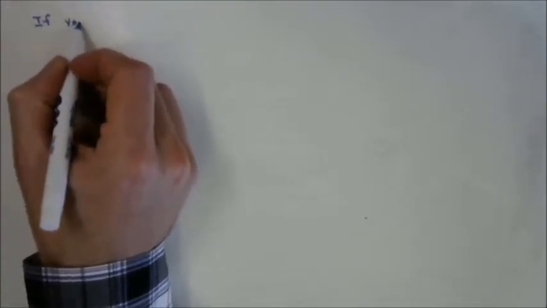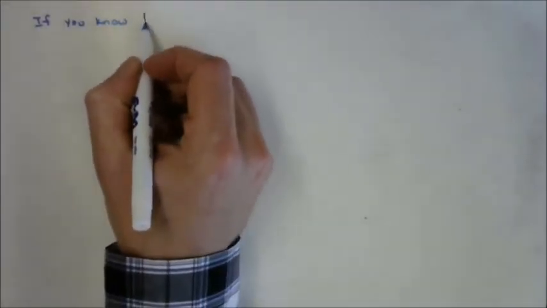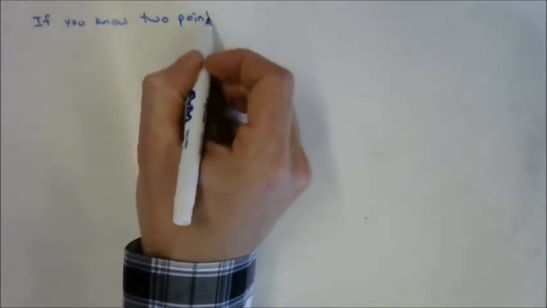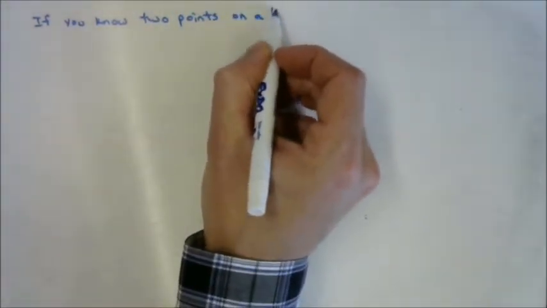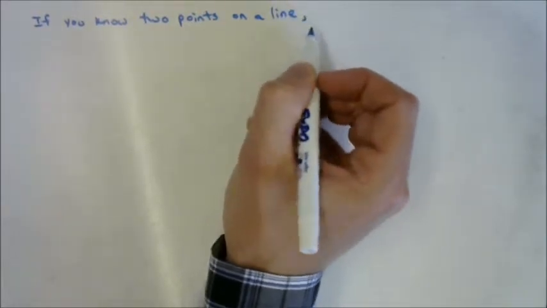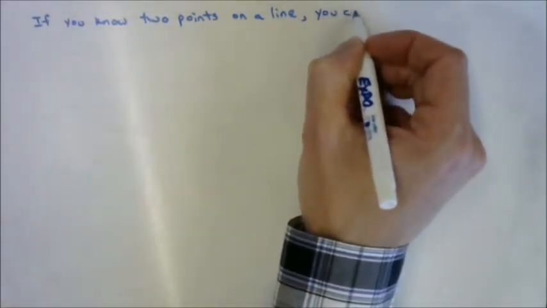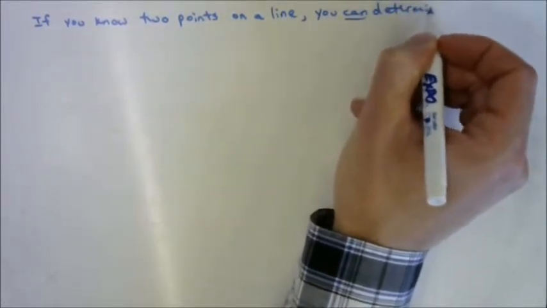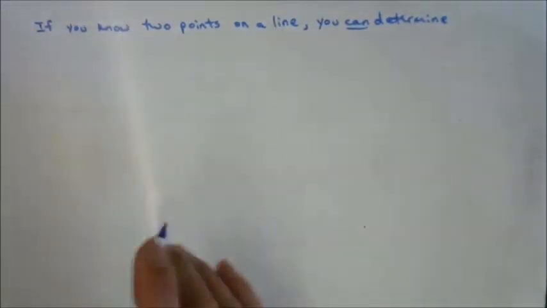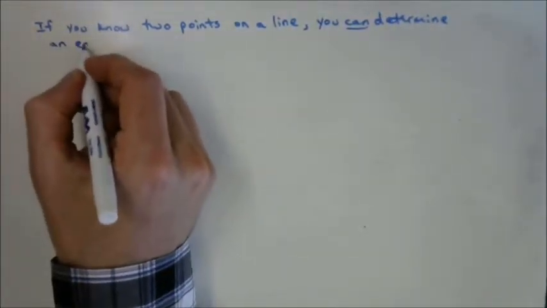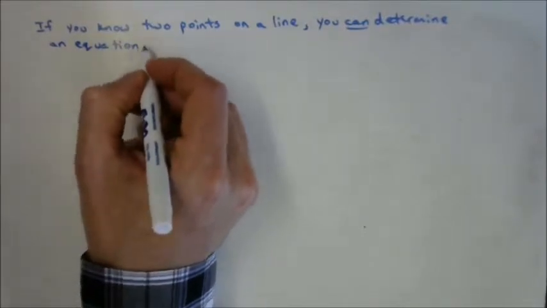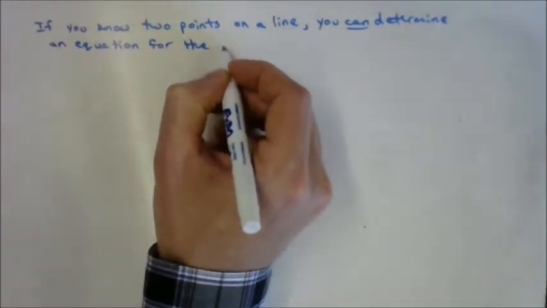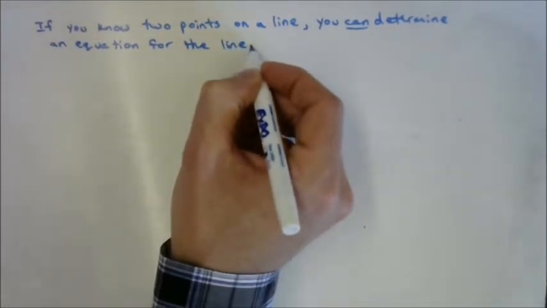It's in steps. So if you know 2 points on a line, you can determine an equation for the line. Guys, it's right there.